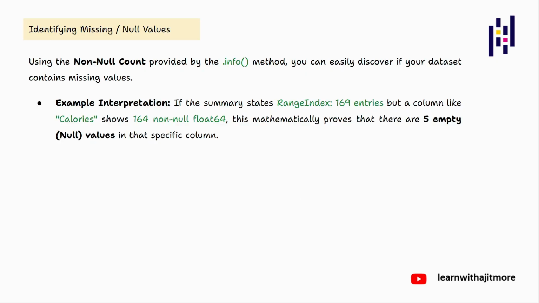You have to find the mean, mode, median, then standard deviation, whatever. So if you want to find the average of that column, average calories, and somewhere in that column there are blanks, you will not get the correct result, or sometimes you may even get an error if you directly try to find the average of such a column. So the analysis won't go correctly.